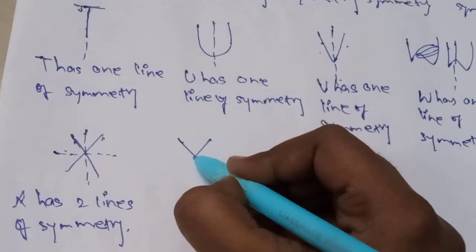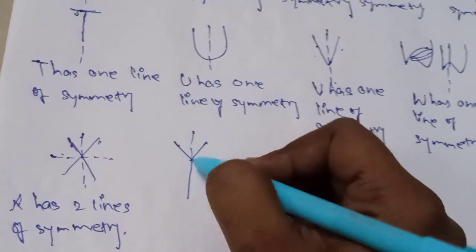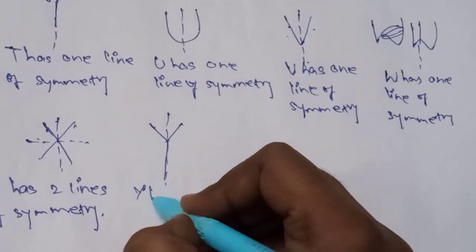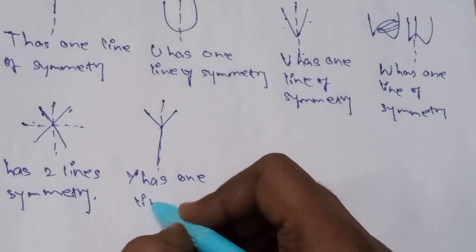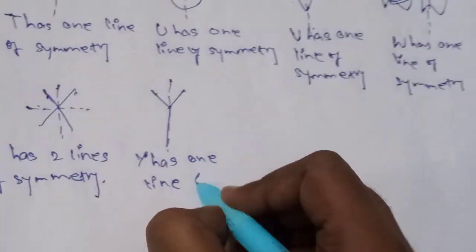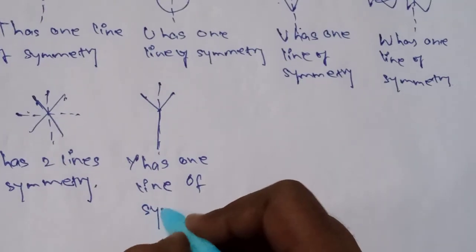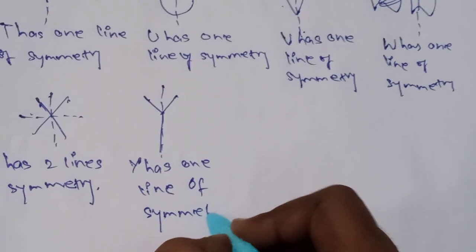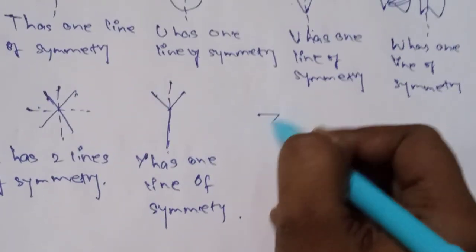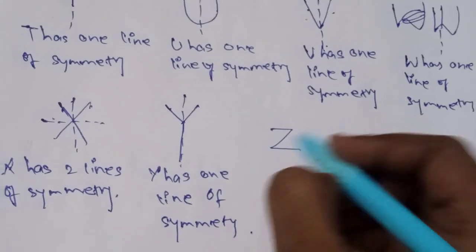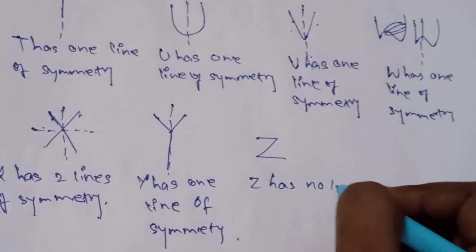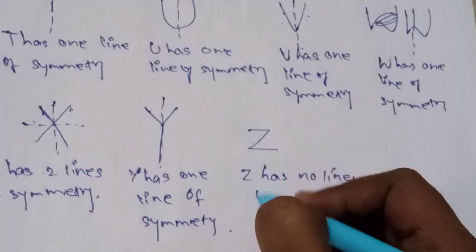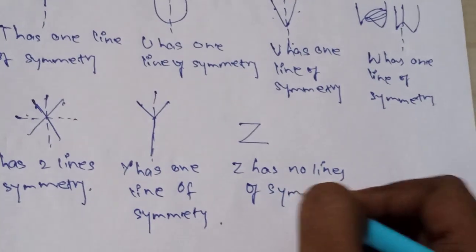Next, Y. We can divide it by the center line. So Y has one line of symmetry. Next, Z. We cannot divide it. So Z has no lines of symmetry.